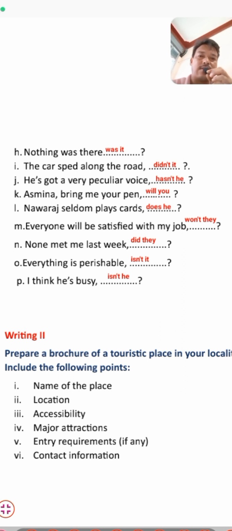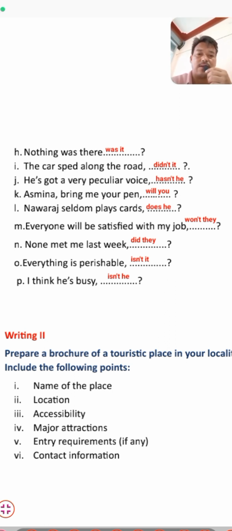Students, it's all about your question tag and grammar exercise. And the final exercise is Writing Two. In Writing Two, we have a question: prepare a brochure of touristic places in your locality, including the following points.